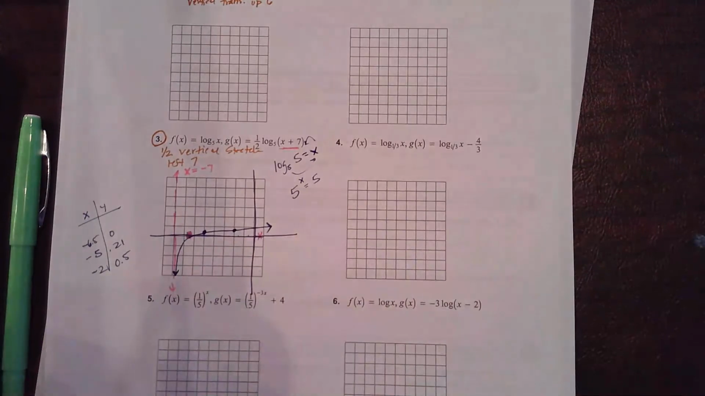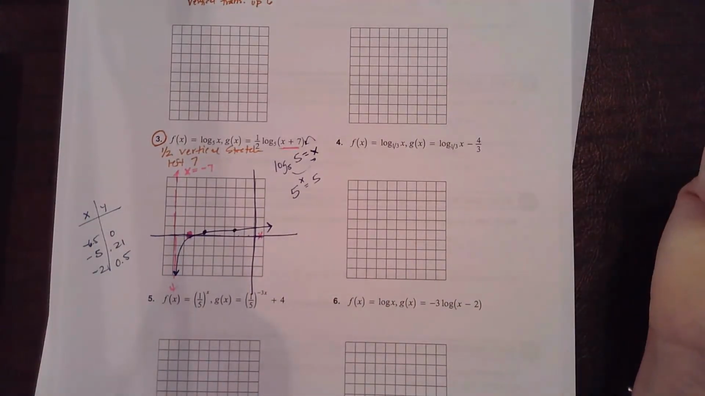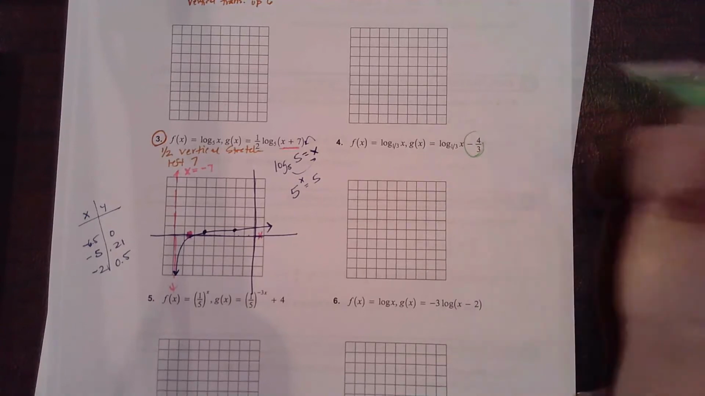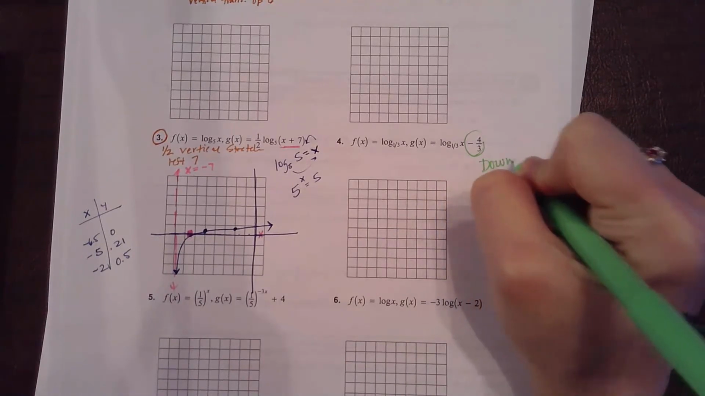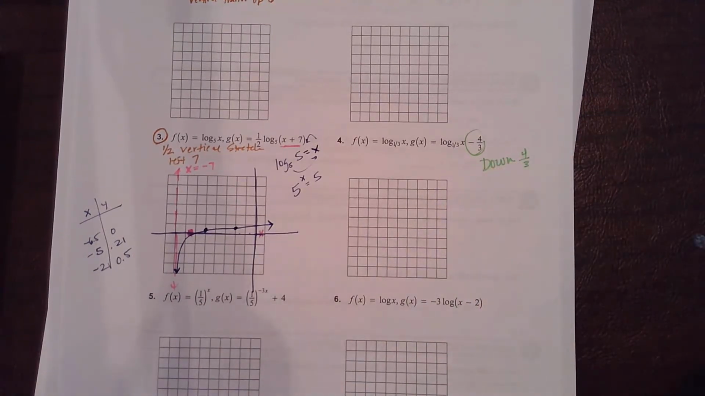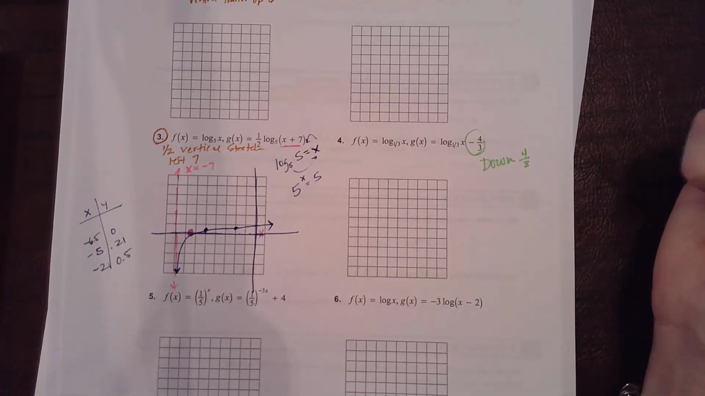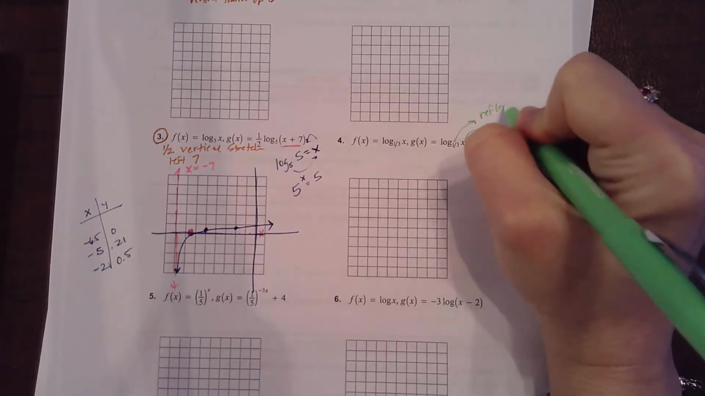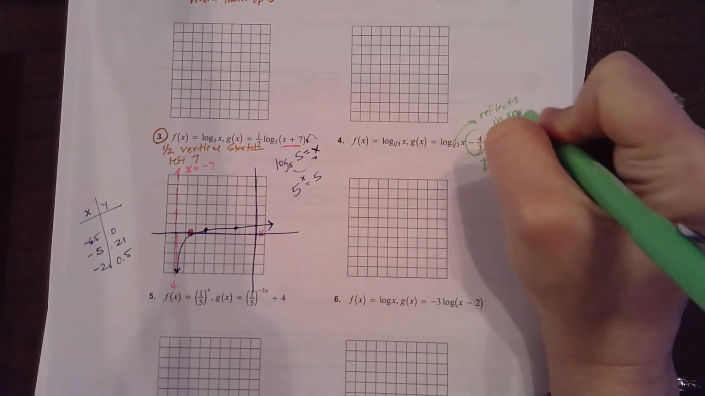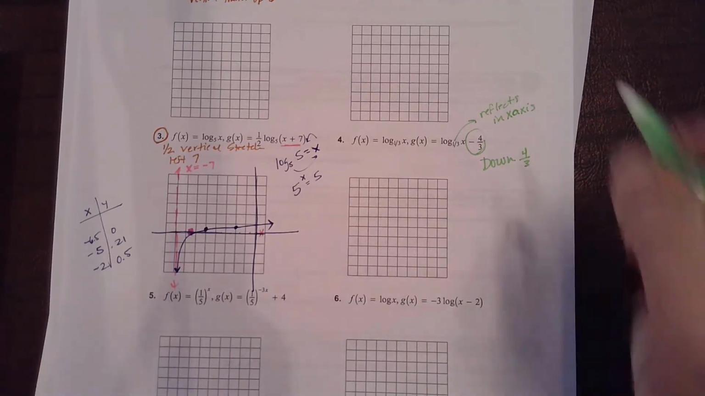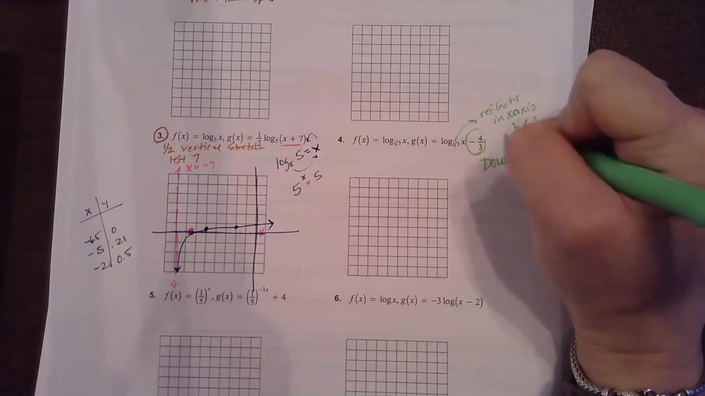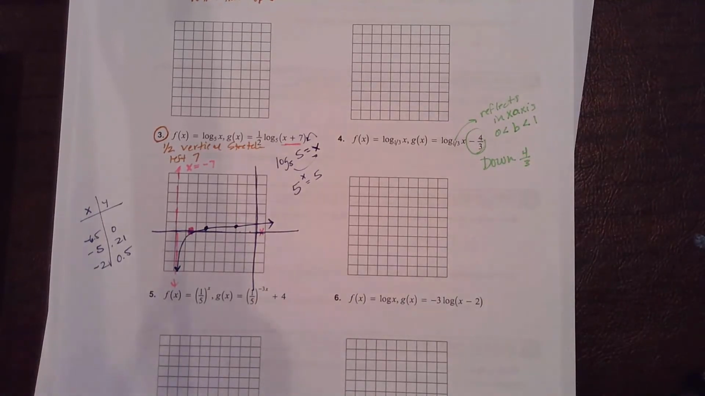Let's do number 4. Let's look at our translation. The only difference here is that minus 4/3, so this is going to be down 4/3. It's going to be kind of a weird one to graph as well. Notice that the base here is 1/3. When that happens, that's going to be a reflection in your x-axis. Anytime you have a value like 1/2 or 1/3, anything that's less than 1 but greater than 0, so when b is less than 1 but greater than 0, that's going to be that reflection in the x-axis.